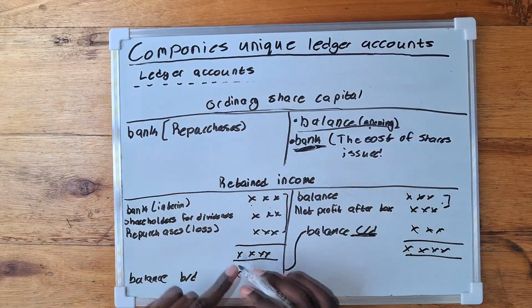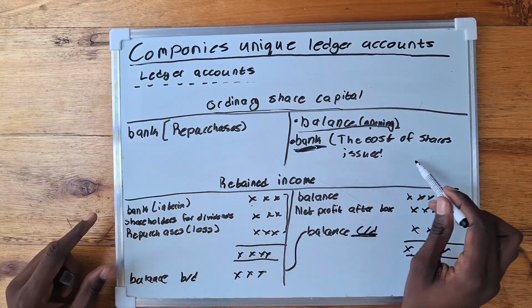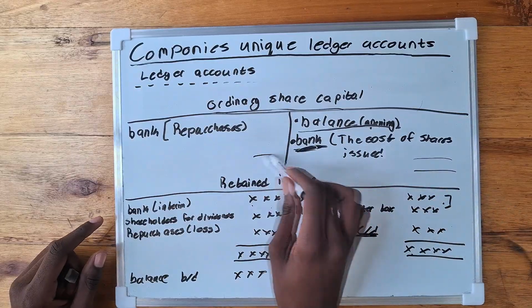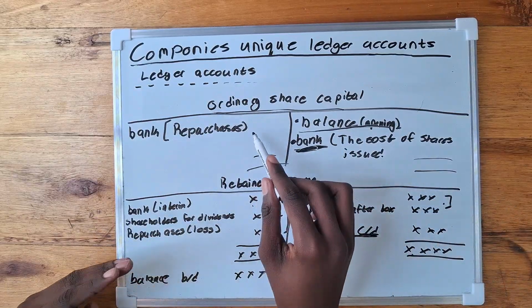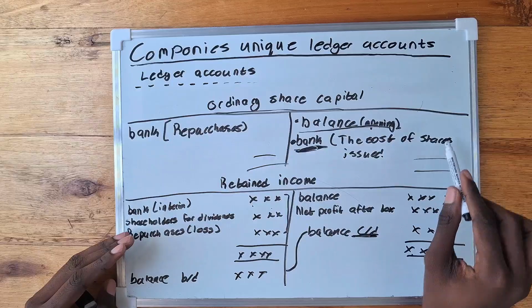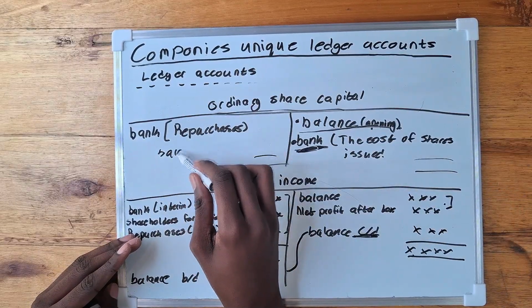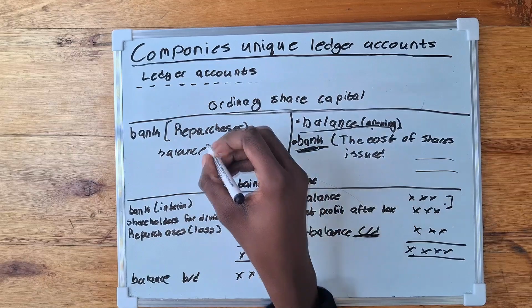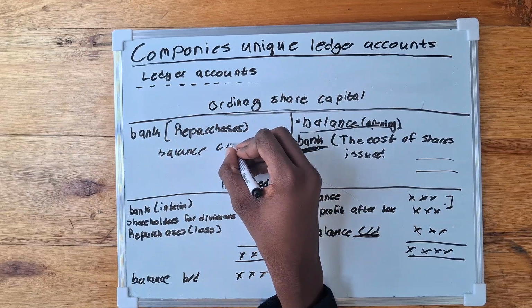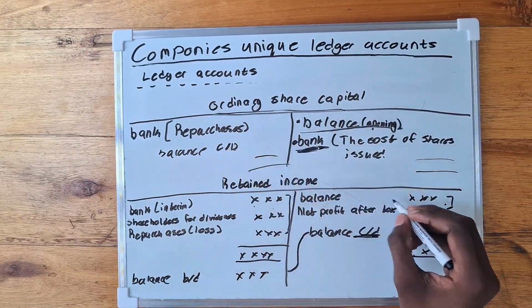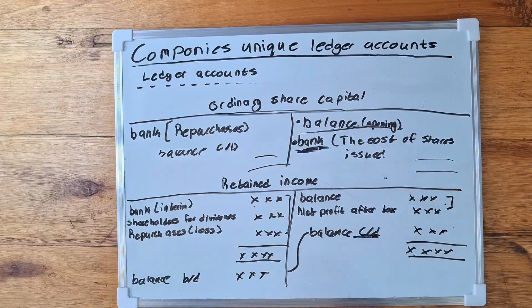So this thing of balancing it, you will even do it here. You find the biggest amount, then you subtract the smallest amount. Hypothetically speaking, this amount is bigger, this amount is smaller. Then you have your balance carried forward here, carried down here. Then your balance brought forward would be somewhere here.